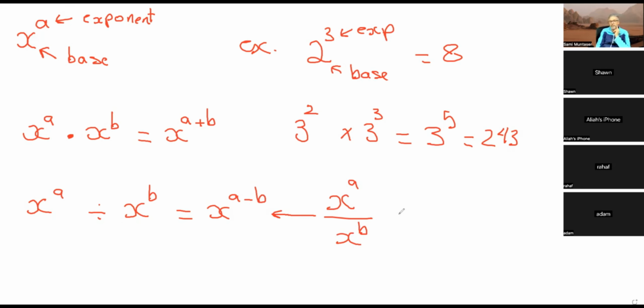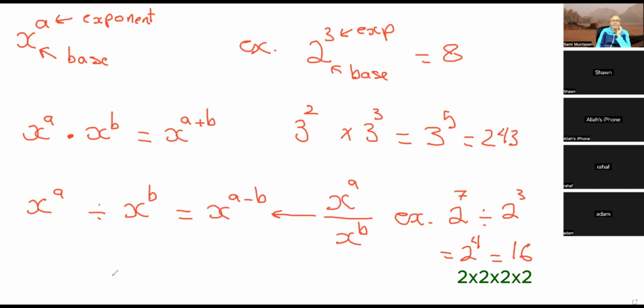Example, 2 to the power of 7 divided by 2 to the power of 3 gives me 2 to the power of 4, because you go 7 minus 3, which is 4, and 2 to the power of 4 gives you 16. So this is 1, 2, 3.